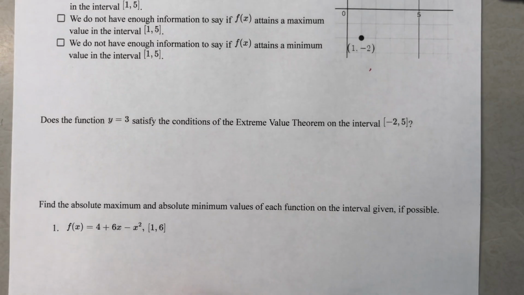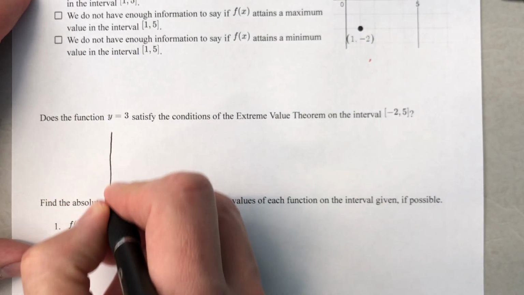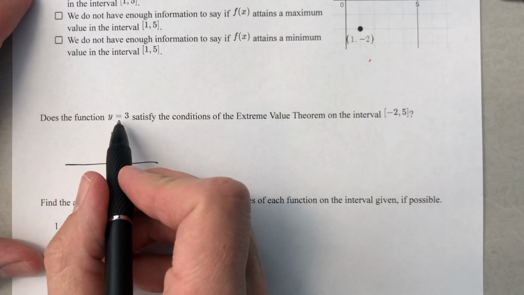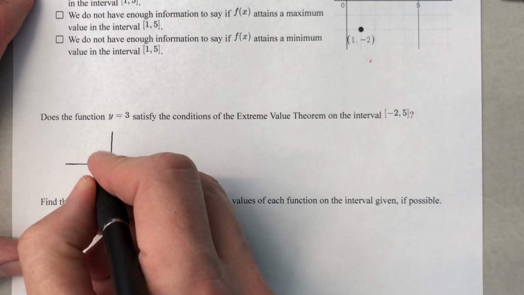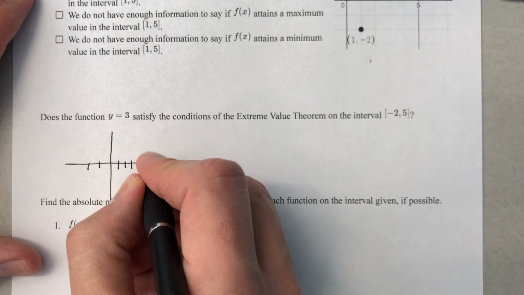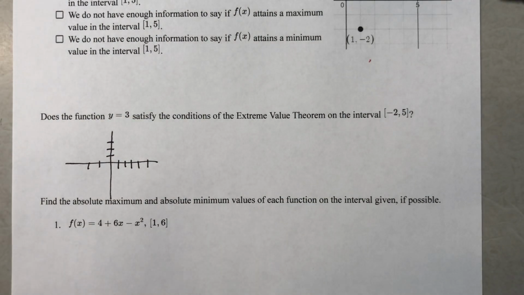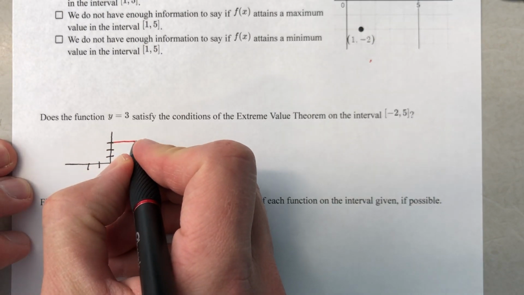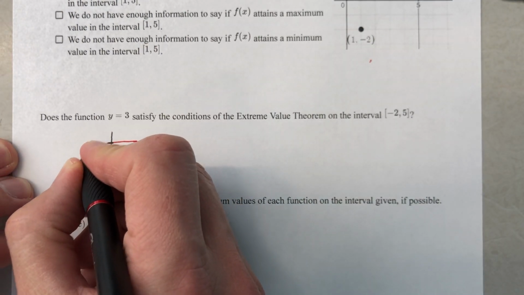So the answer to this next question is, let's draw it. Does the function y equals 3 satisfy the conditions of the extreme value theorem on the interval from -2 to 5? And we're going to draw y equals 3. I'm going to draw it in red. So the function y equals 3 is there. I'm going to draw it with little closed circles on the end just because we're stopping there.